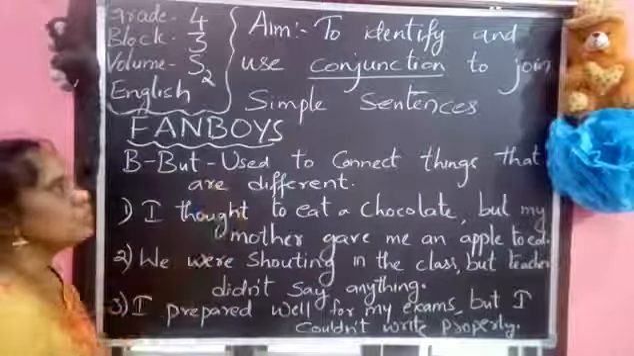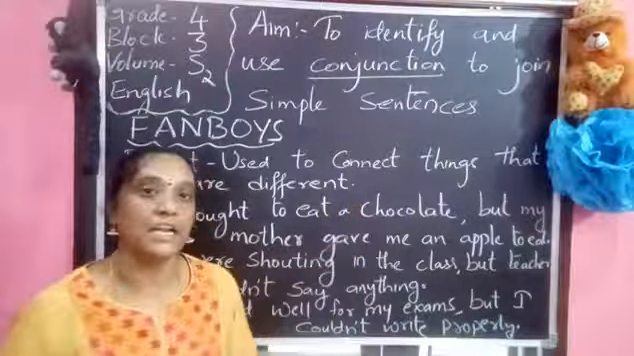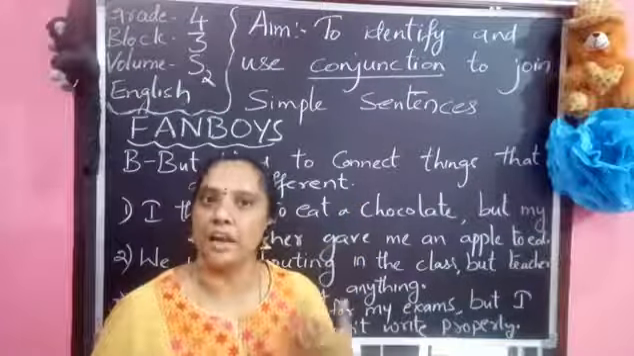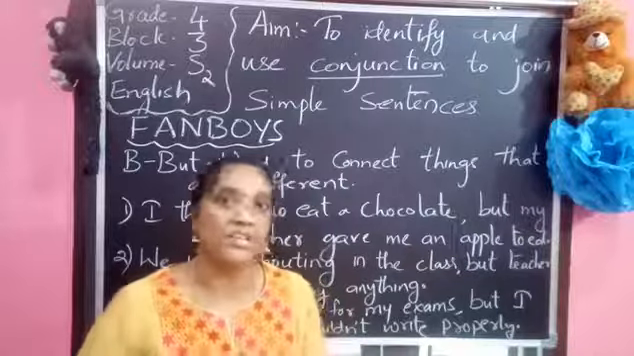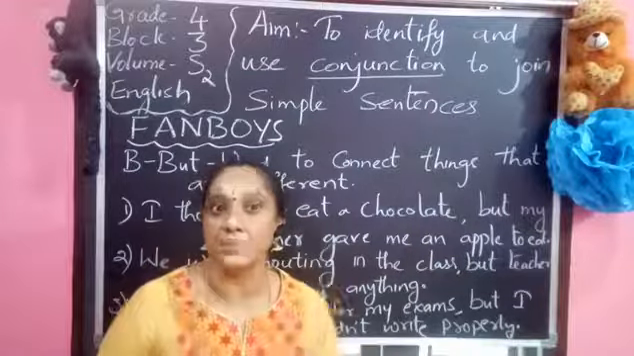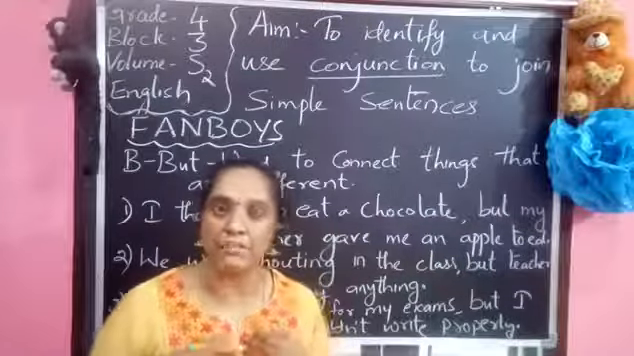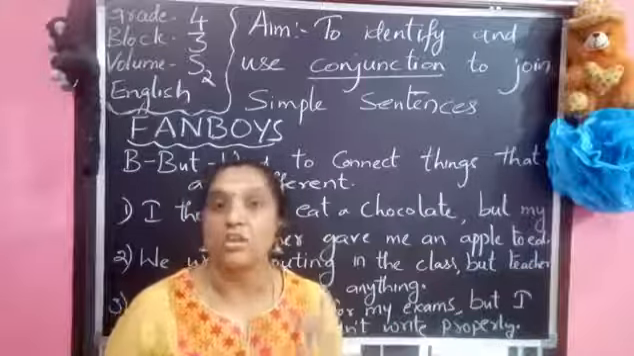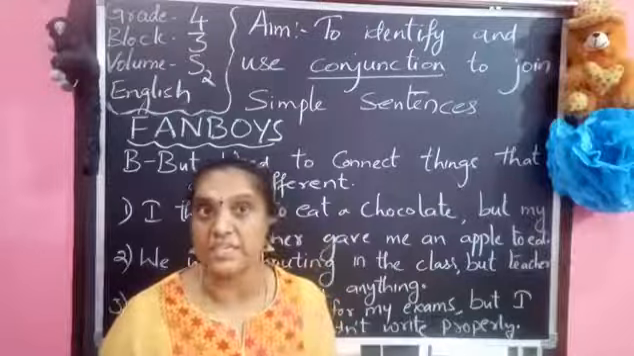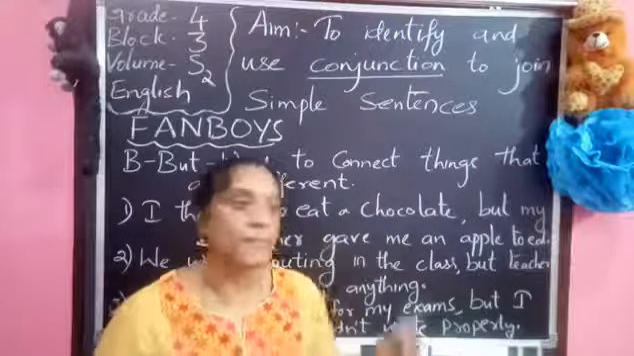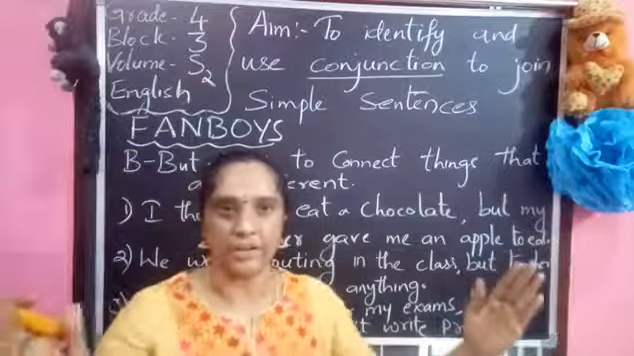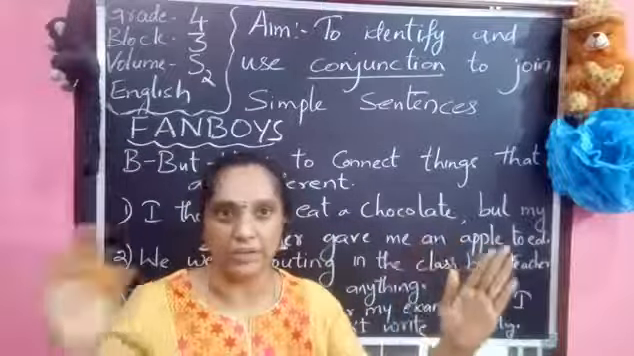But is used to connect things that are different. They may be different things, different ideas, anything different from our expectation. So we are thinking one thing and another is happening. Something different is going on. Such types of sentences, if we join them, we join them by using but. Two different things.